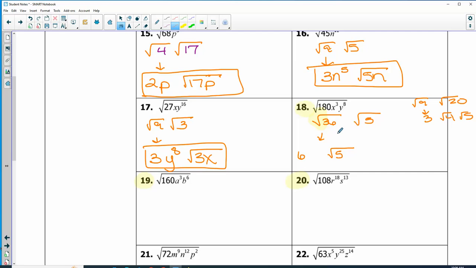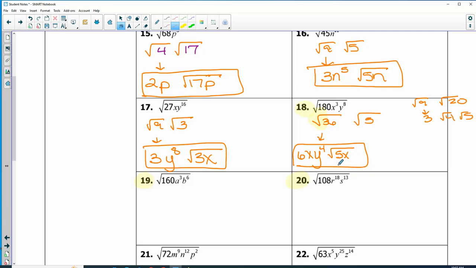With my variables, I have 3 x's, so how many groups of 2? 2, and there is 1 left over because the power was odd. With my y's, only 1 group. Oh yeah, sorry, 1 group of 2 with 1 left over. With my y's, if I have 8 y's, how many groups of 2? 4 groups of 2, it was an even power, there are none left over. So 6x y to the 4th and a square root of 5x.